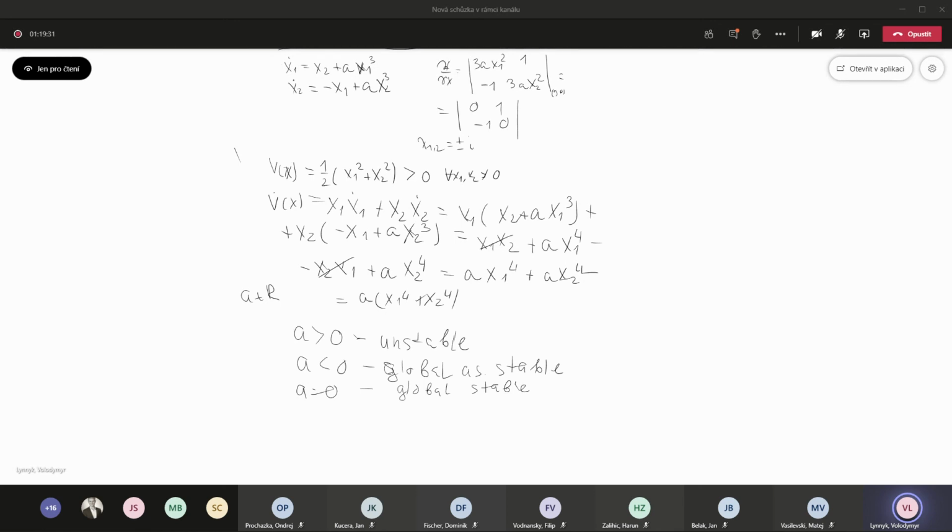And here, for example, we can say, this is interesting: when a is greater than 0, then this system is unstable. And it's because there exist some definitions about the stability, about when the system is stable and when the system is unstable.